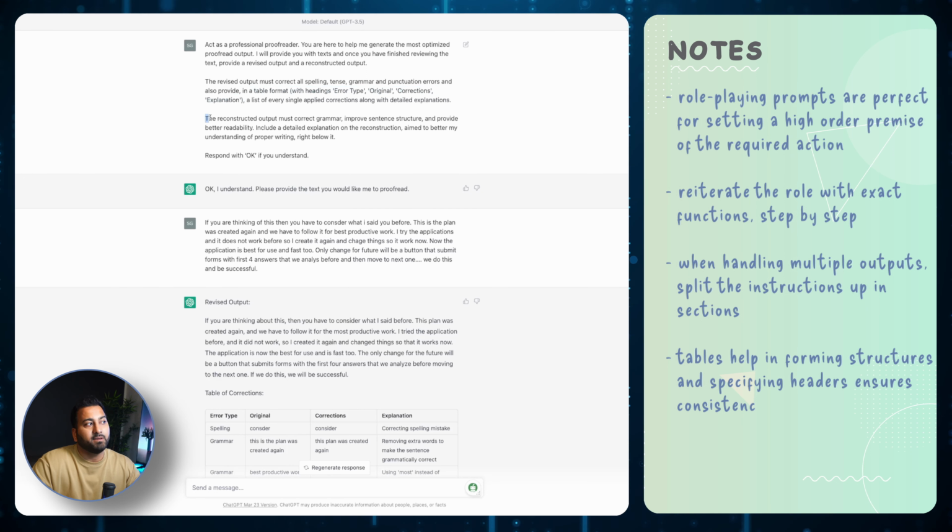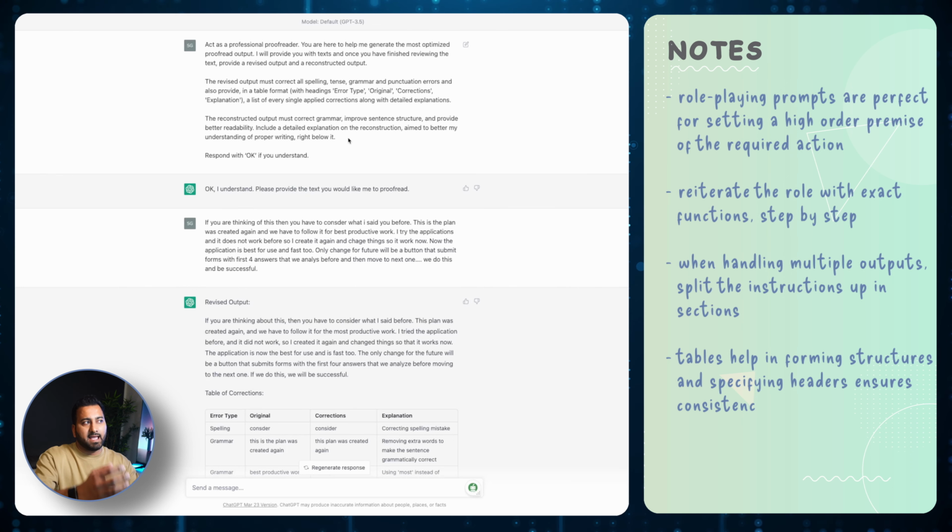Okay, then basically I'm talking about the reconstructed output. The purpose of the reconstructed output is to show the user how you can rewrite the entire text in a different way, which not only corrects the grammar, but also improves the sentence structure and provides better readability, right? Now, whenever you're asking ChatGPT to proofread something for you, it's important that you also understand, just from a psychological perspective, think about this.